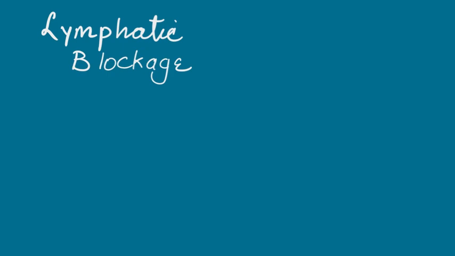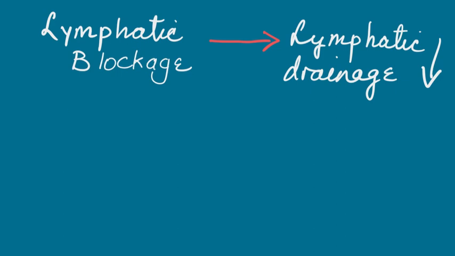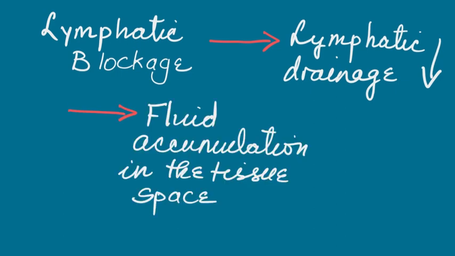Lymphatic blockage leads to a massive edema. When there is a lymphatic blockage, lymphatic drainage goes down. And when that happens, fluid accumulates in the tissue space and causes massive edema.